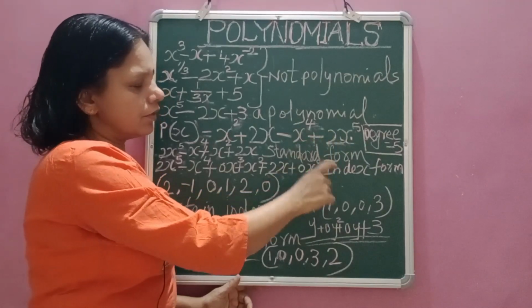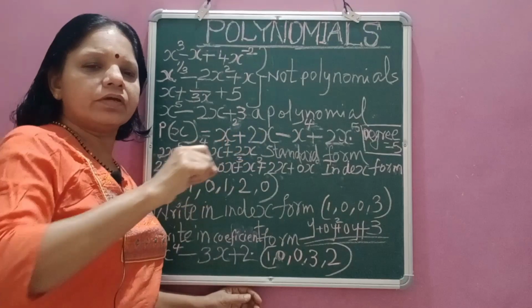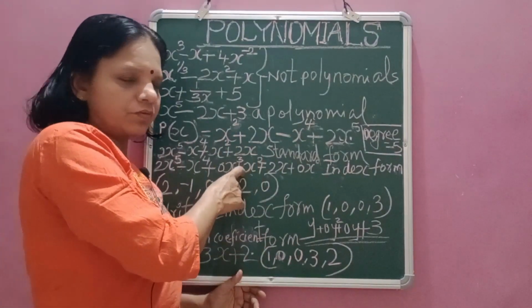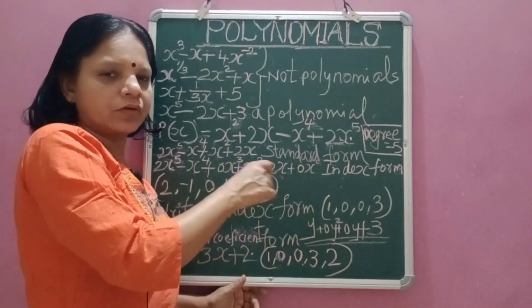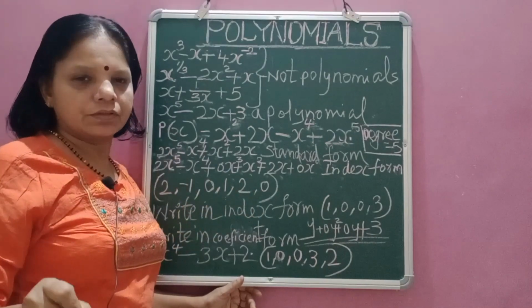Understood the difference between standard form and index form? Standard form is only arranging in ascending or descending order of the power. In index form, all the indices should be shown. If anything is missing, you have to write it with 0 coefficient.